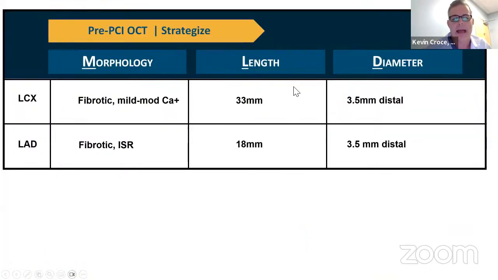And so, the length by MLD max criteria, the circ was 33 with a 3.5 distal diameter. The LAD length to where it got to a more normal lumen size was 18, with about 3.5 distal from what I could tell looking through the LAD stent struts.